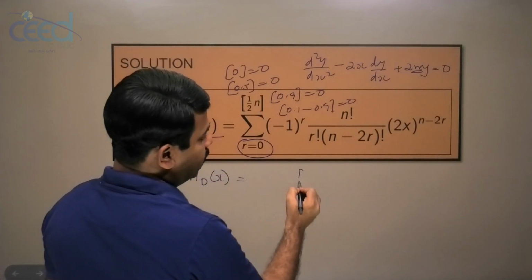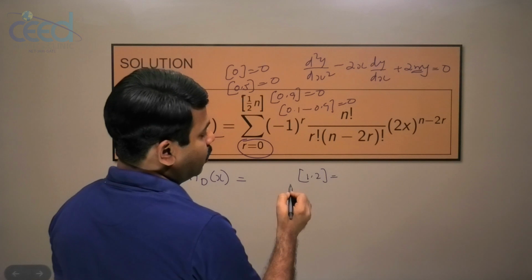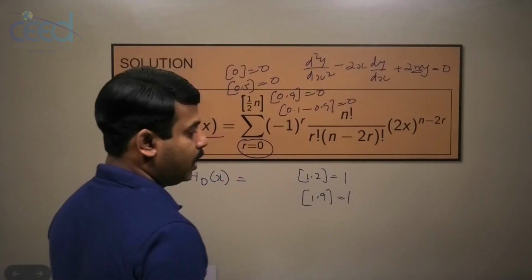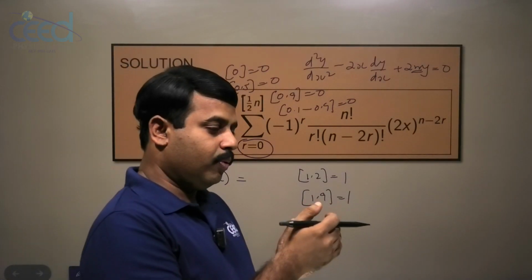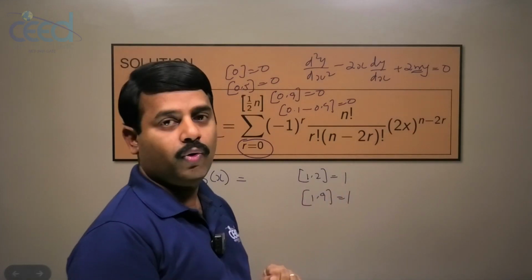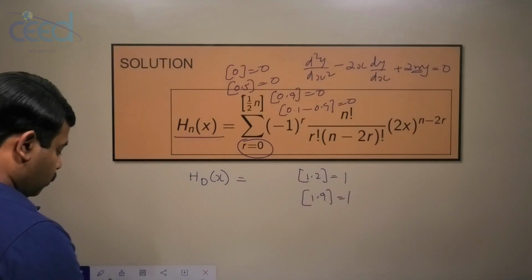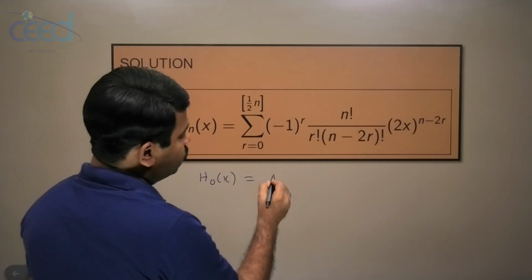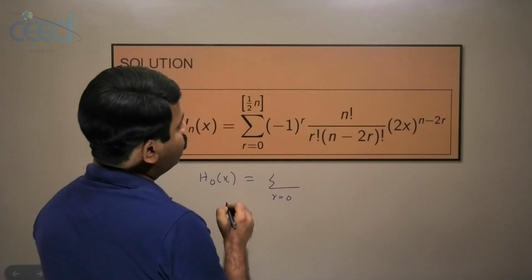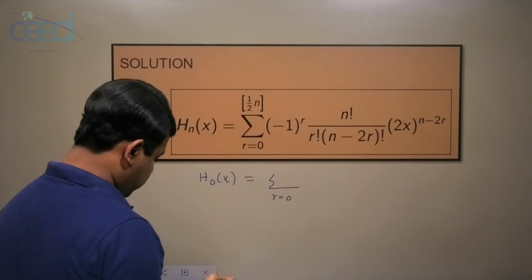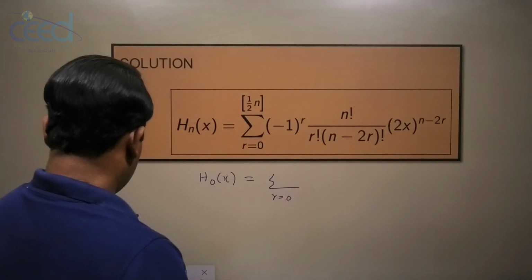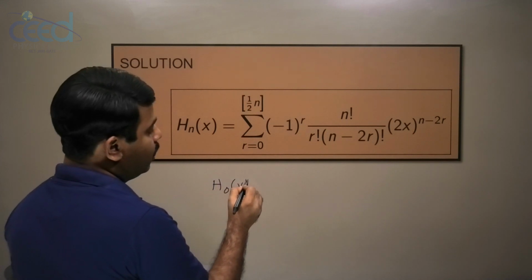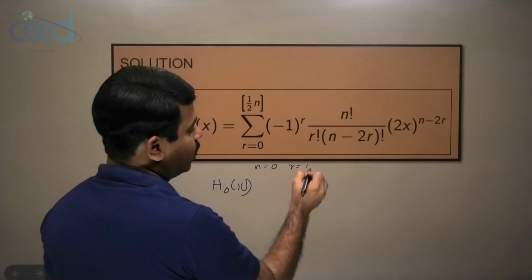Now what is the greatest integer of 1.2? That is 1 only. The greatest integer of 1.9 is also 1 only; for any number from 1.1, 1.2 up to 1.9, its value is 1 only. Alright, so look here, how do we solve H0 of x? It is equal to sigma r is equal to 0 to, this value also 0, then we need not write the sum, because r goes from 0 to 0 only. H0 of x means n is 0, and r is also 0.